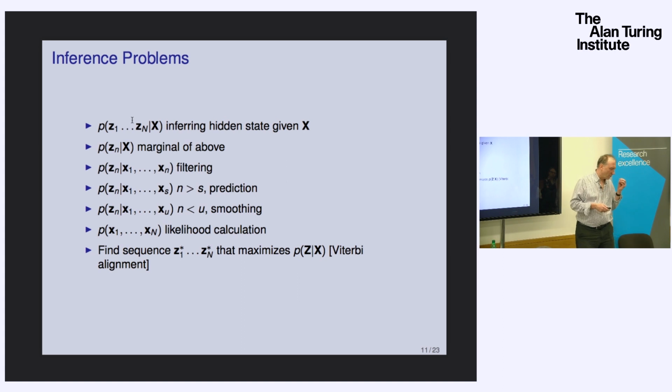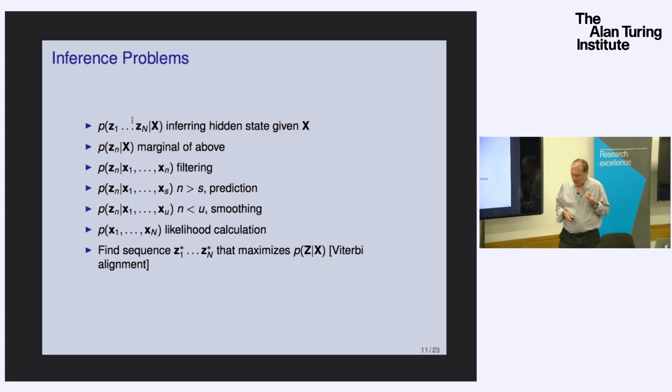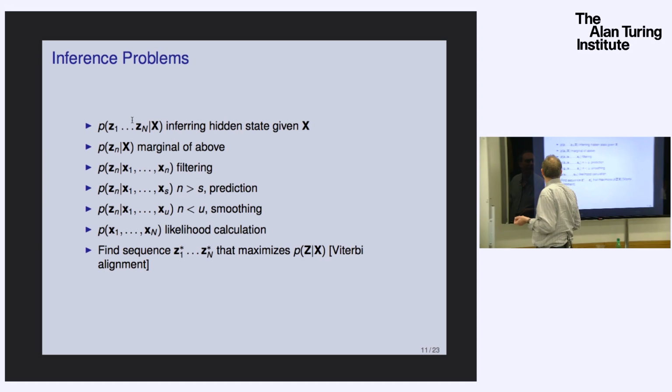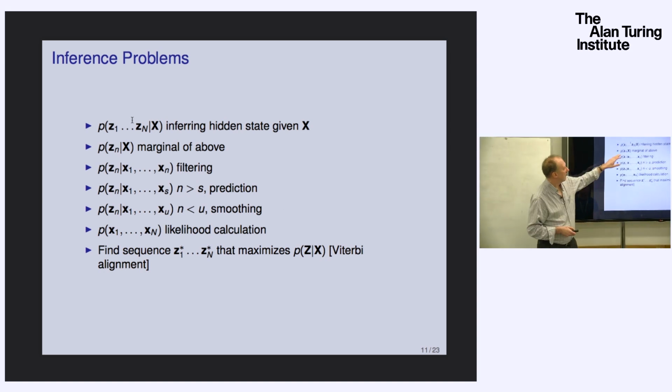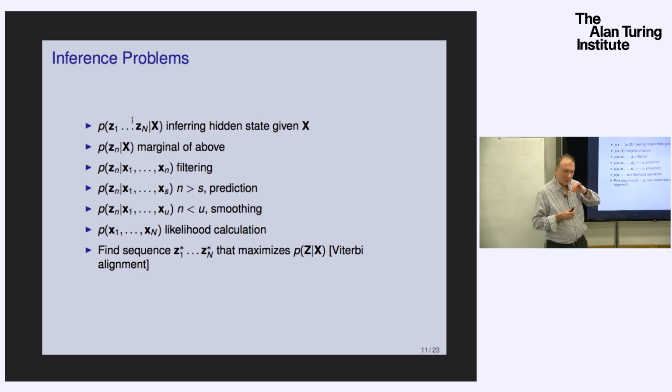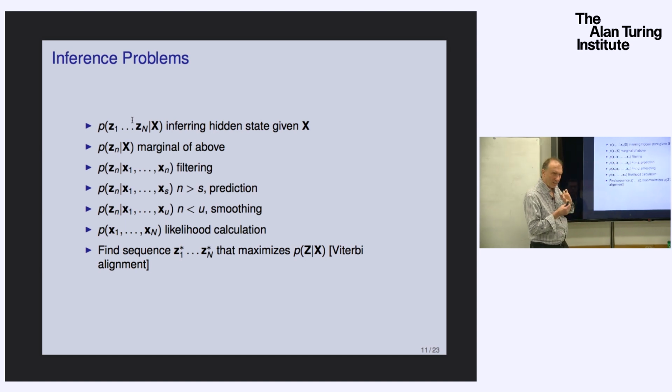Okay. So once we've got that, there are various inference problems we might want to attack. Remember x here is the sequence x1 up to x big N, the whole sequence of observations. We might be interested in this joint distribution of all the z's given the x's. We might be interested in a marginal of that. We might want to do something else where we just take x1 up to x little n, and we're just interested in the z at that time. So that's called filtering.